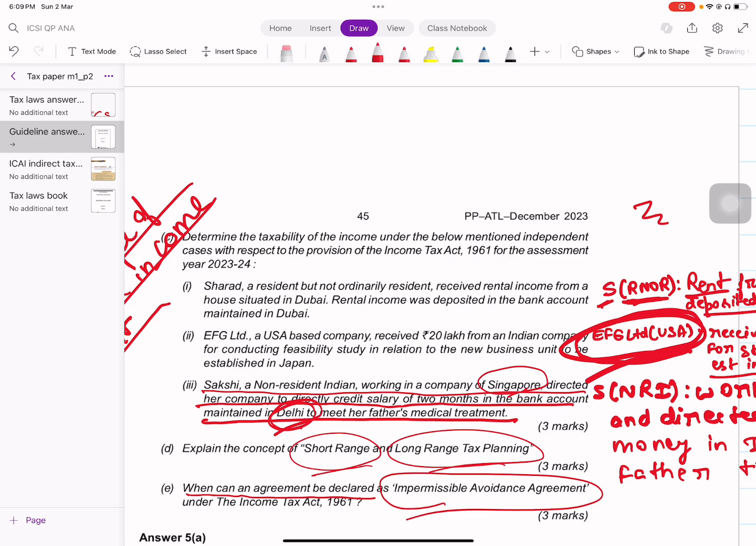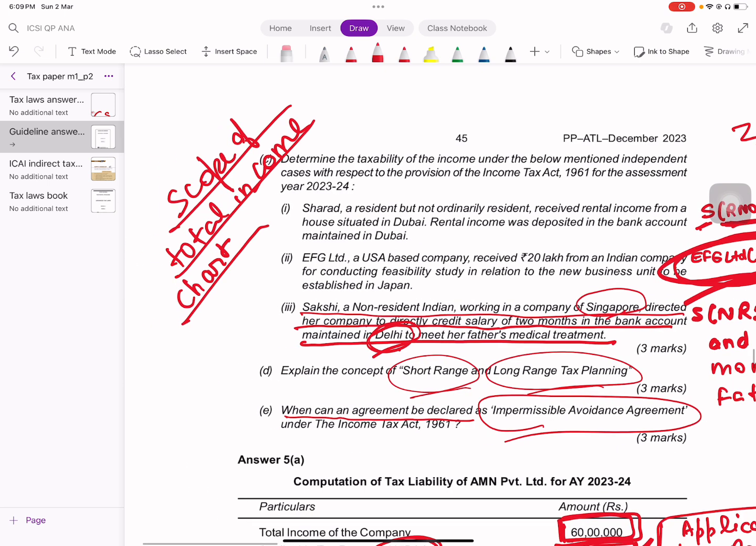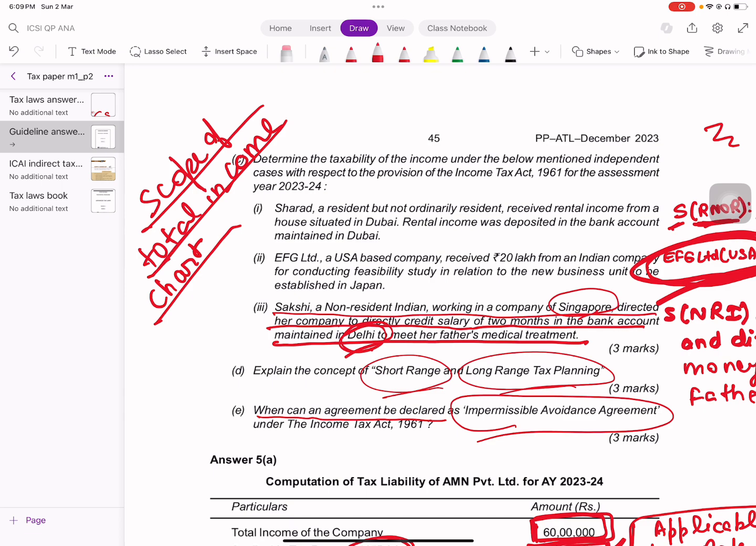Now let's move on to question number 5C. Now in question number 5C, we have to determine the taxability. Now this was simply a question from the scope of total income chart.